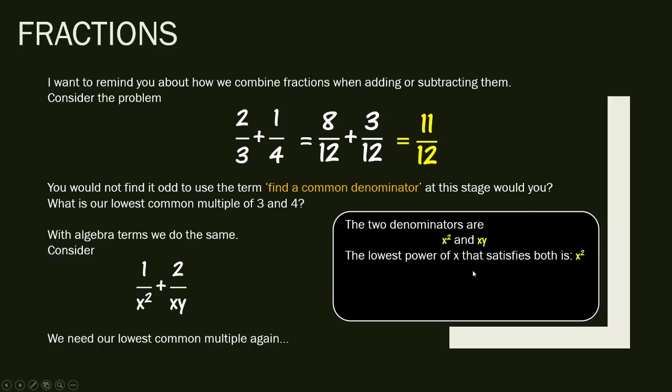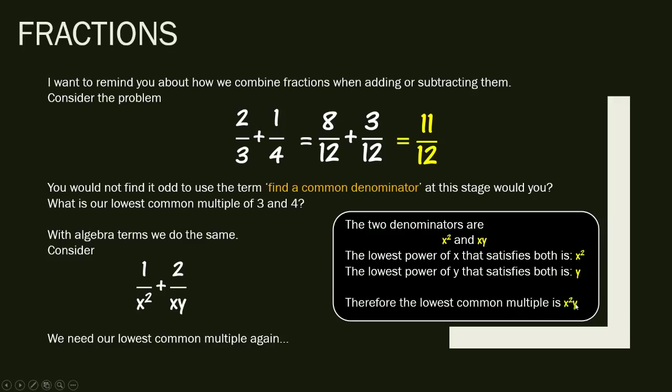The lowest power of x that satisfies both is x squared, right? So that must be at least x squared if we look at the x's. And for y, there is only one y term, and the lowest power of y that satisfies both is y. So our common denominator is x squared y.